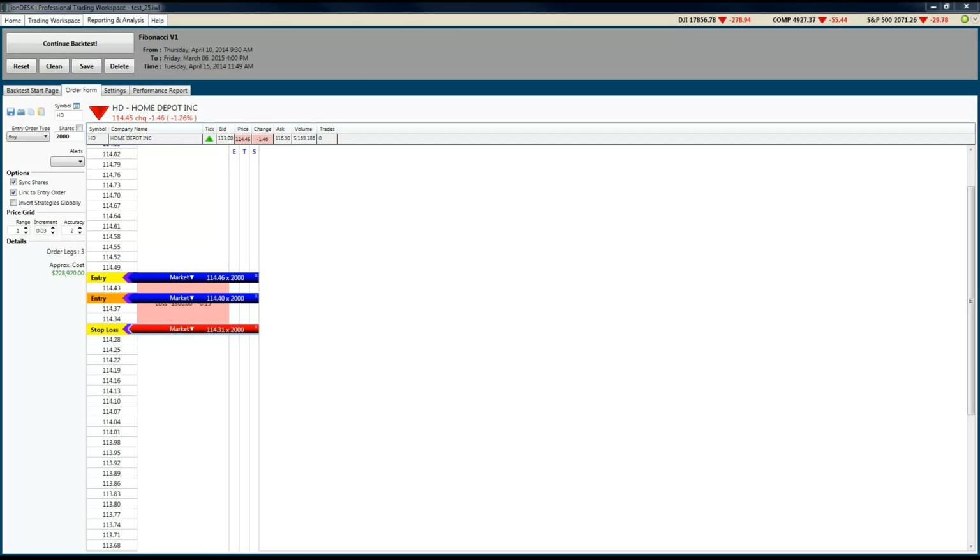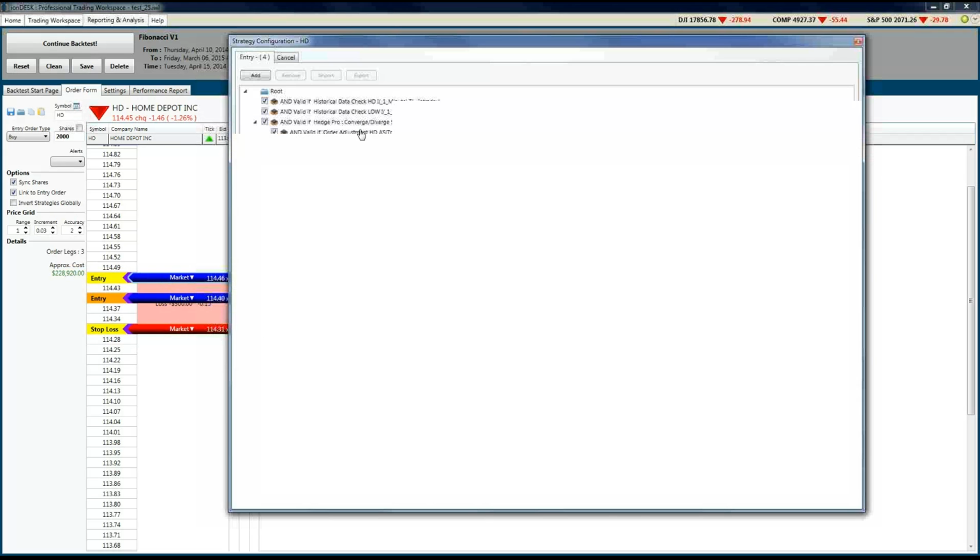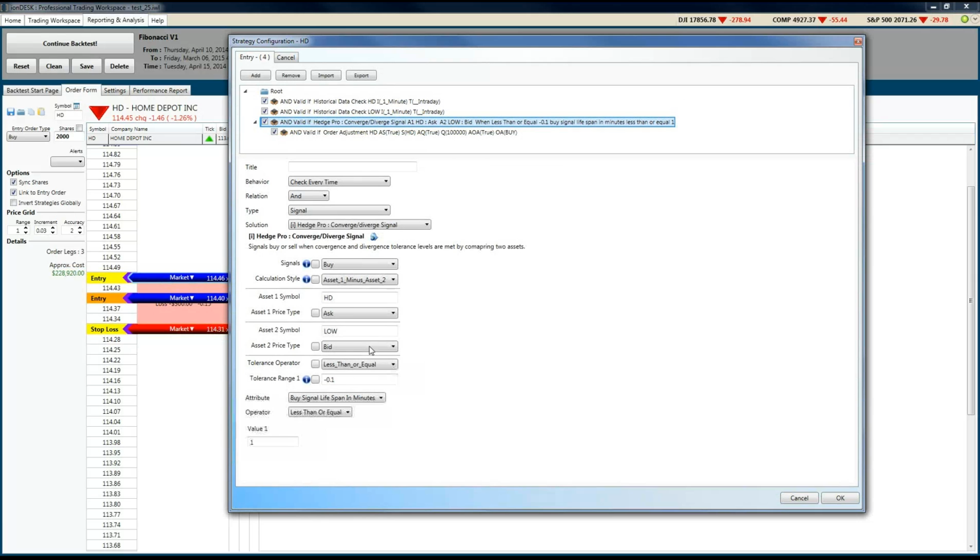Leonard: Does it matter if you have Lowe's as asset 1 and HD as asset 2? Yes, it definitely matters. Let me open up that particular part of the strategy. If this was Home Depot here and this was Lowe's here, you would need to understand how this is going to be calculated. That's why I added this asset 1 minus asset 2.